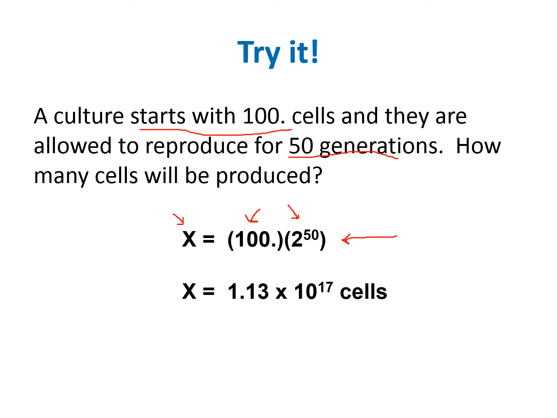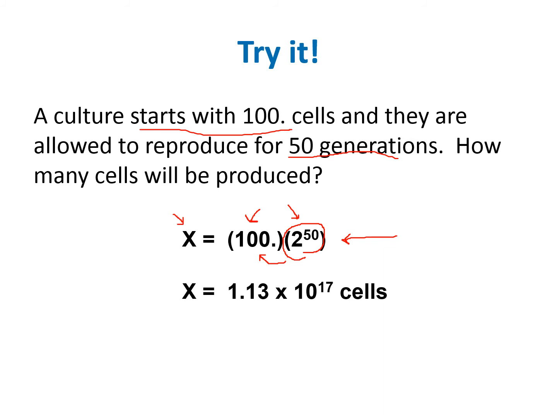Just a quick recommendation: if you didn't get that, you may want to put the number with the exponent in your calculator first, and then multiply the answer for that part of the equation times this part, times the 100, and you should get this number.